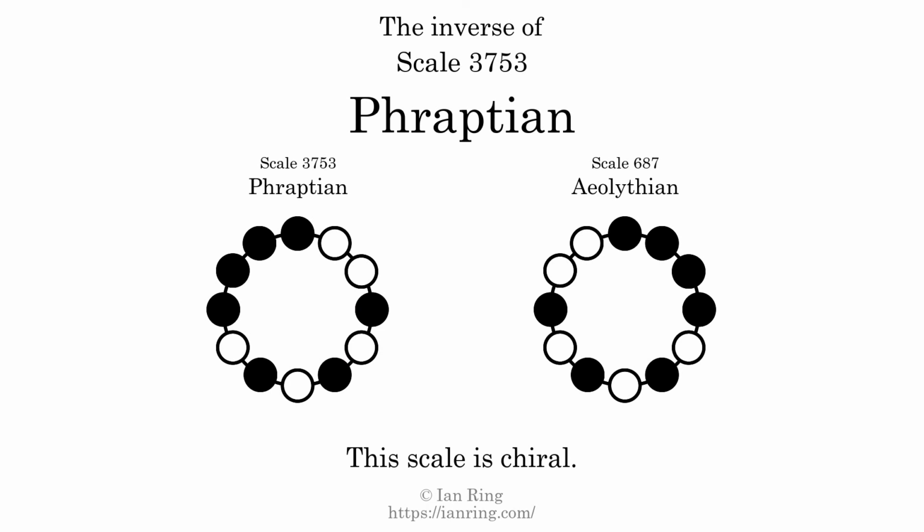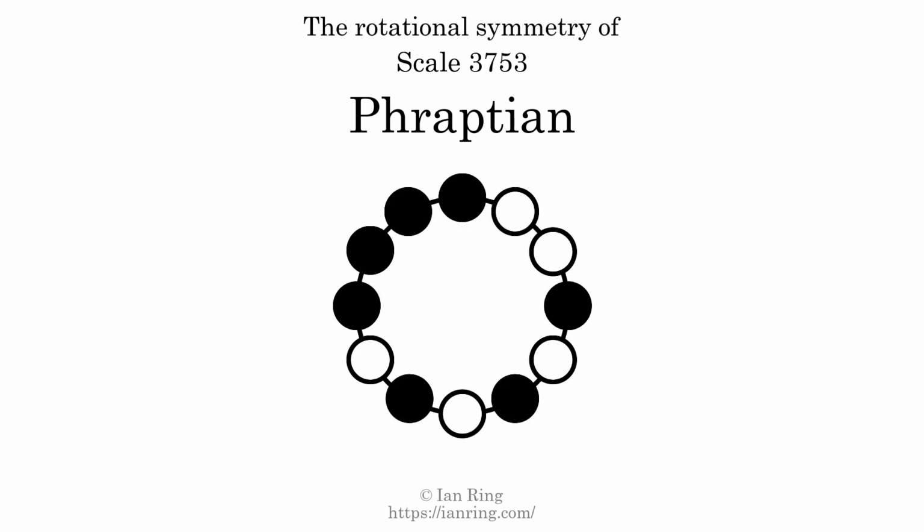The inverse of a scale is a mirror image. It is what you get when the sequence of intervals is reversed. The inverse of this scale is scale 687, also known as Eolithian. This scale is chiral. It cannot transform into its inverse by rotational transformation. This scale has no rotational symmetry.